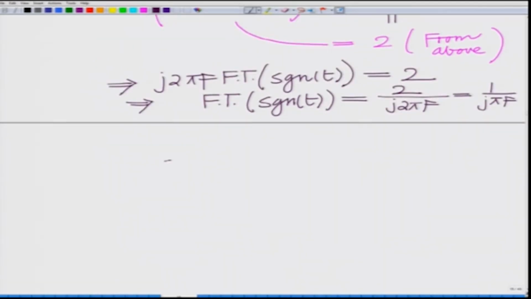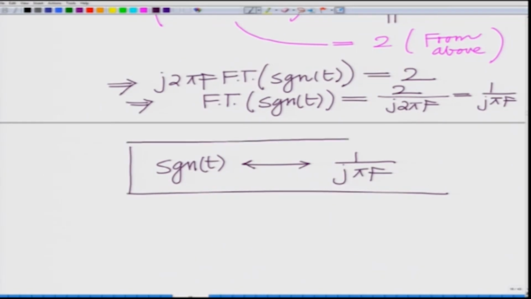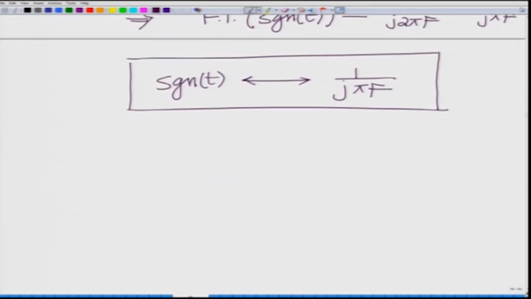Therefore, sin t has the Fourier transform 1 over j pi f. This is the property that we have been able to derive. Sin t has the Fourier transform 1 over j pi f. All right. And now let us use duality.